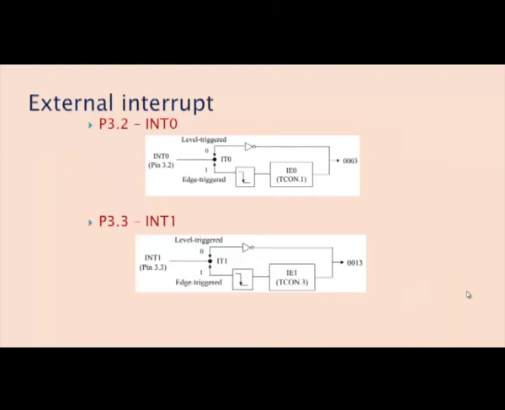the TI interrupt and RI interrupt will be activated. These external interrupts will be activated either by edge triggering or level triggering. Edge triggering means the level changing from high to low or low to high. The level changing from high to low is called negative edge triggering. The level changing from low to high is called positive edge triggering.